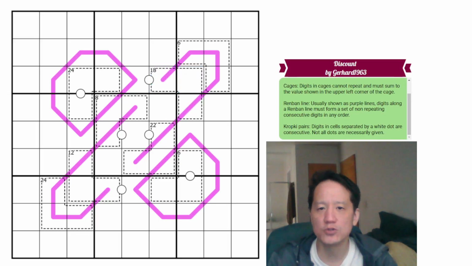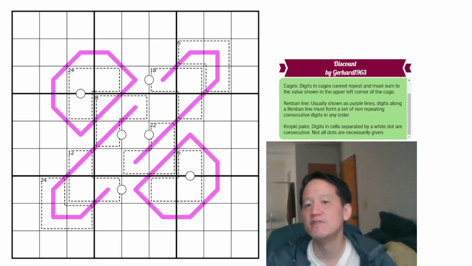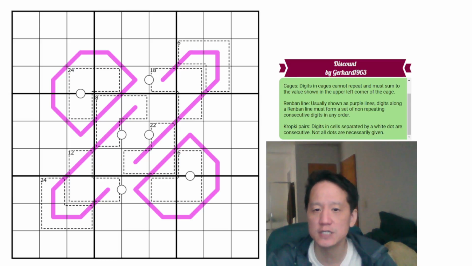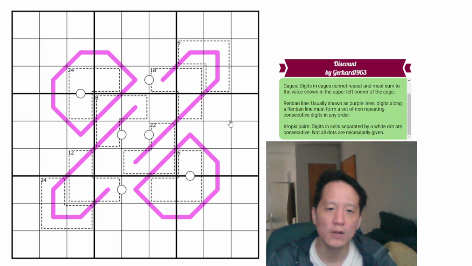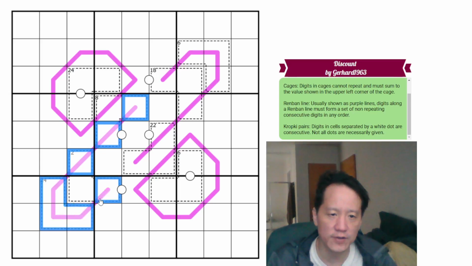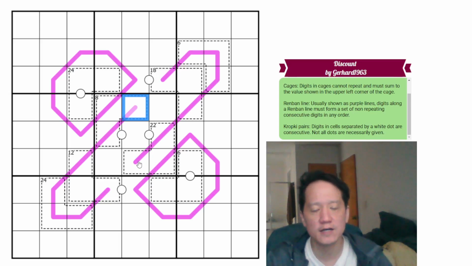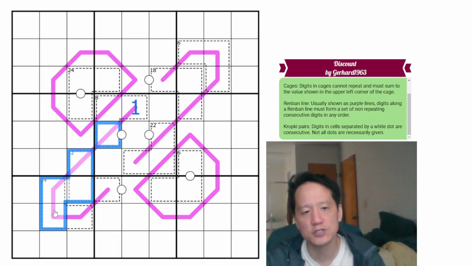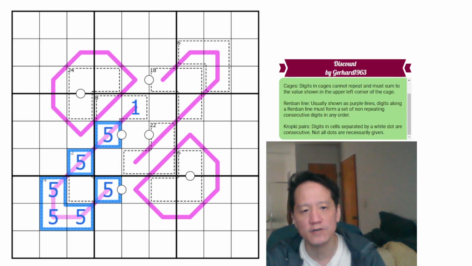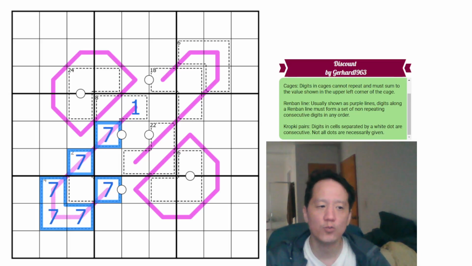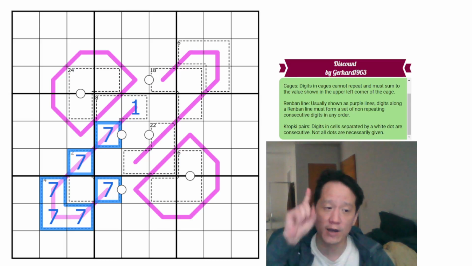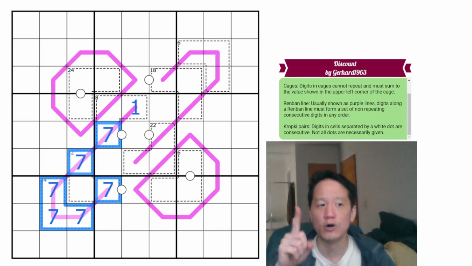The next rule is called Renban line, usually shown as purple lines. Digits along a Renban line must form a set of non-repeating consecutive digits in any order. So, for example, this is 1, 2, 3, 4, 5, 6, 7. If you know this has a 1 in it, you would know that the remaining digits on it would have to be 2 through 7, because that's the only set of 7 consecutive digits without repeats which contains 1, right?